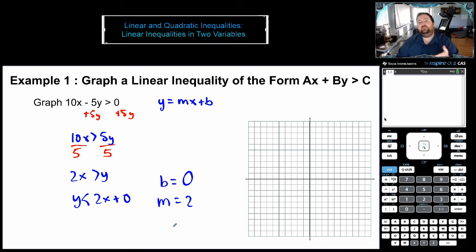And this is enough information for me to actually draw this graph. So I have my y-intercept of 0, and my slope is 2, which means I'm going to have a rise over run of 2 over 1. So rise 2, run 1. 2 and 1, 2 and 1. I'm just going to keep going, get a couple points here.